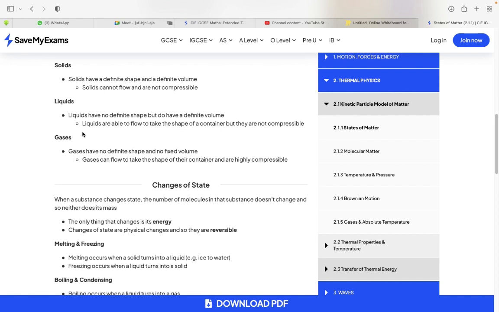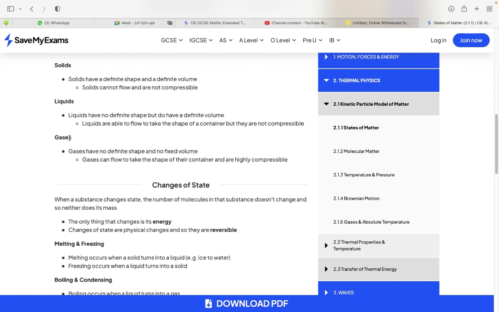Now, in the case of gases, they have no definite shape, and they also do not have definite volume. You put a little of them in a container, it fills it up, it travels very fast, and it covers everywhere. Gases can flow and can take the shape of any container, and they're highly compressible. You can compress gases, and it takes the shape of any container and it can flow.